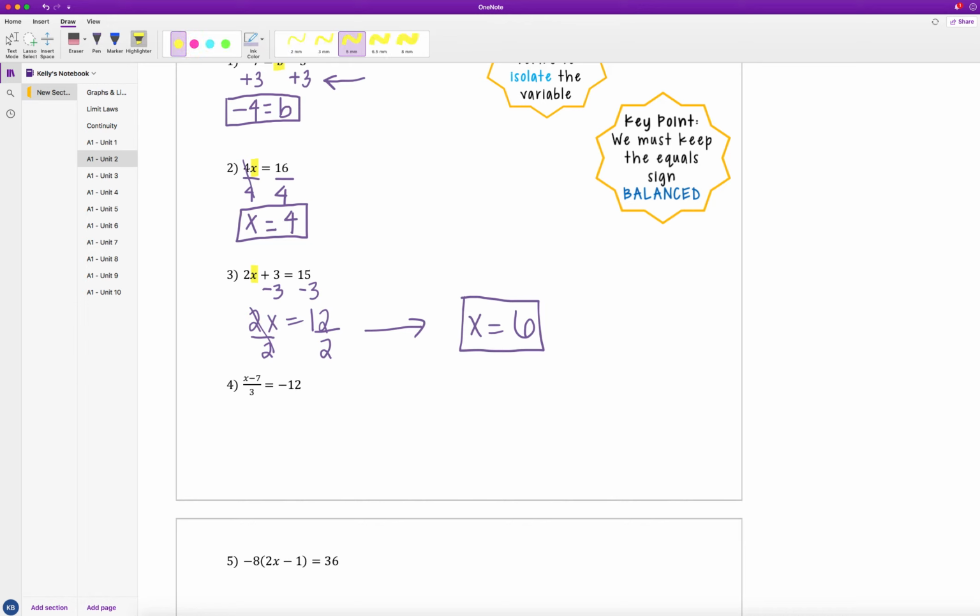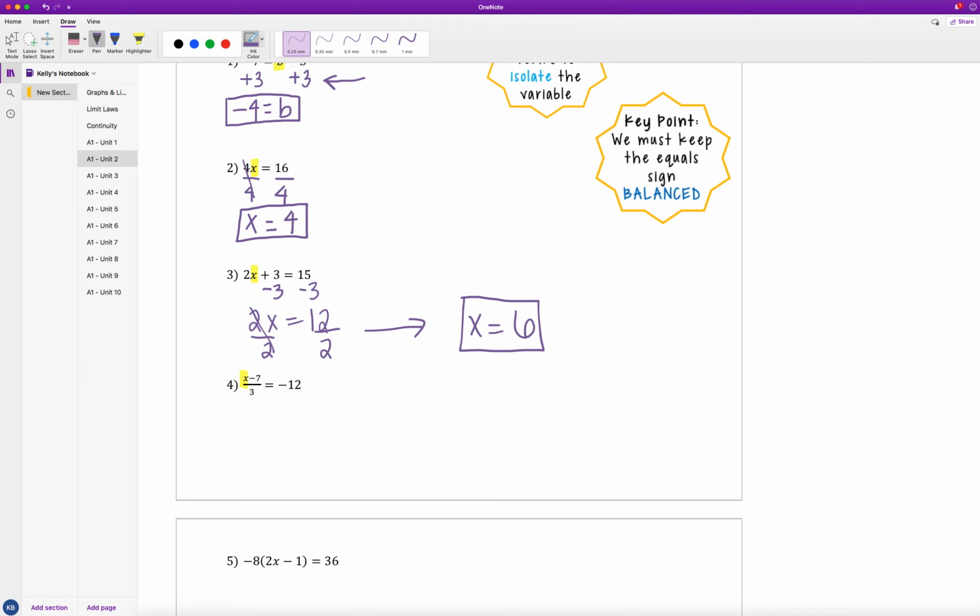Now in our fourth example, we also have a few things going on this time. So example 4 says x minus 7 all divided by 3 equals -12. So in example 3, I only had the x being multiplied to the 2 and the 3 was separate, which is why we first subtracted the 3 to the other side.